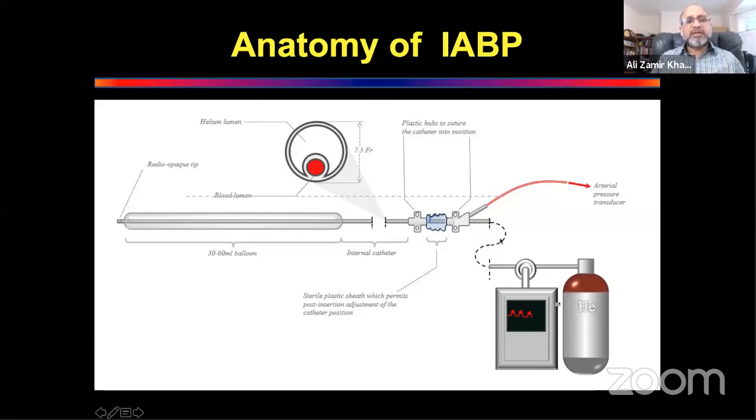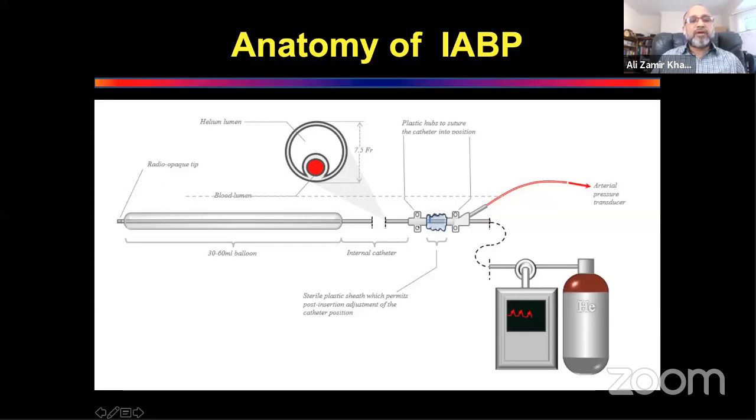And the machine is connected by this to the distal end of the balloon pump. This is the distal end, that's the proximal end. At the distal end, you will have two outlets. One is for the helium to go in, and the second one is for the pressure tracings. So this transducer gives you the pressure tracings, okay?